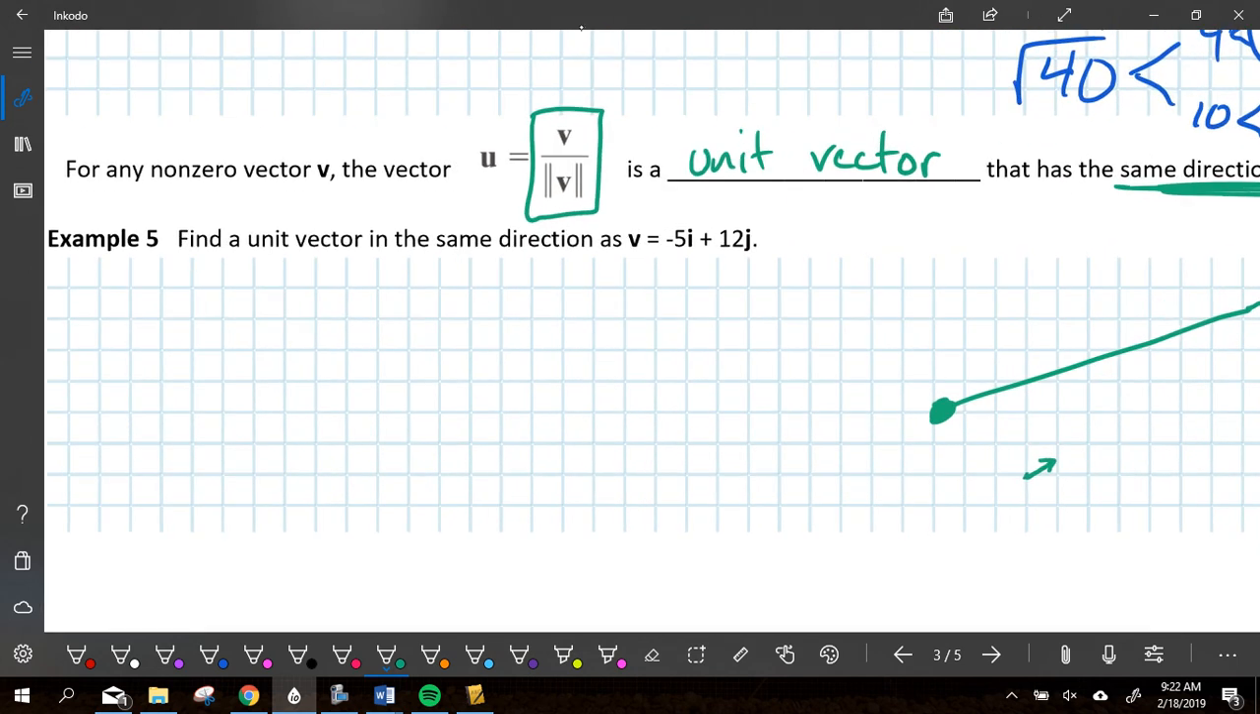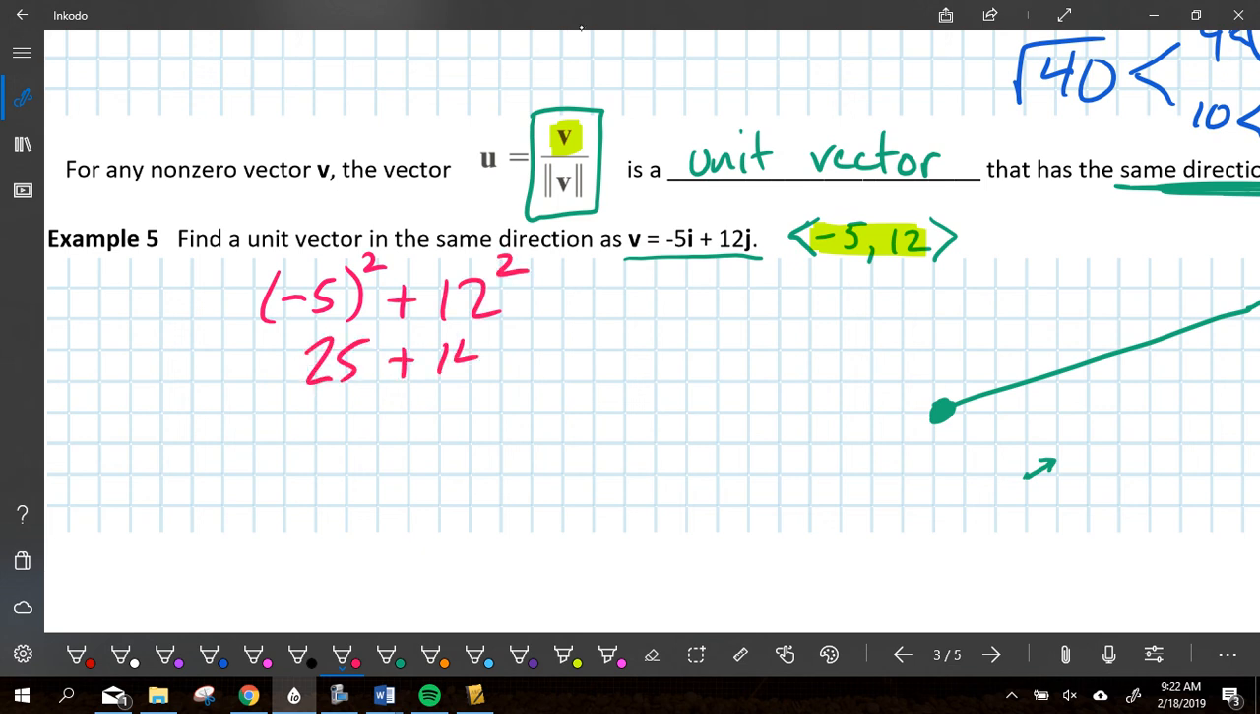So find a unit vector in the same direction as this guy. So again, that's just a fancy way of writing the vector negative 5, 12. In order to find it, I'm taking the vector, which I have, and I'm going to divide by the magnitude. And so all I need to do to find the unit vector with direction is find the magnitude. How can I find the magnitude of negative 5, 12? Pythagorean theorem. Negative 5 squared plus 12 squared. 25 plus 144. 169. But I got to square root that thing. What is the magnitude of vector V?